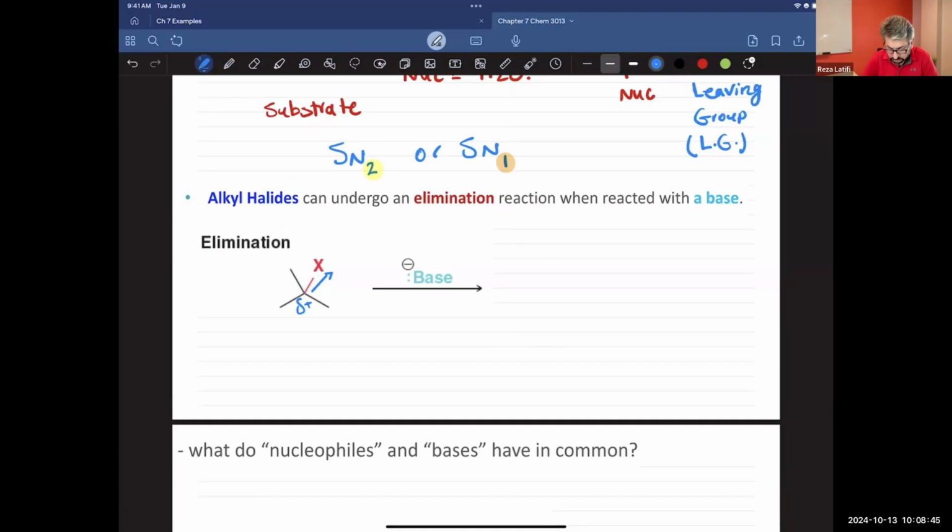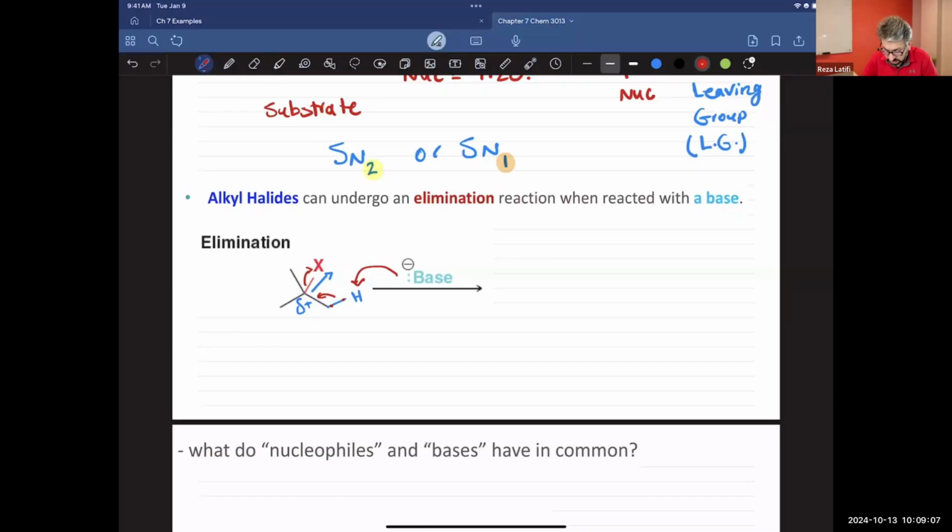And what's the shortest wall? The shortest wall, we can take hydrogen. So in this case, the base is going to go after hydrogen and take the hydrogen. While it's taking hydrogen, it will give up those 2 electrons, and those 2 electrons will be taken by the halide or X.